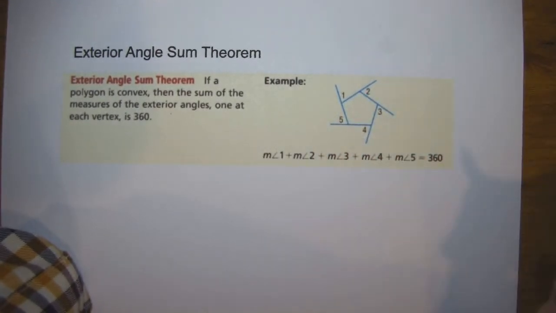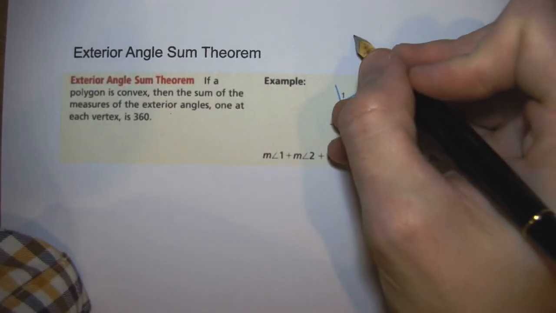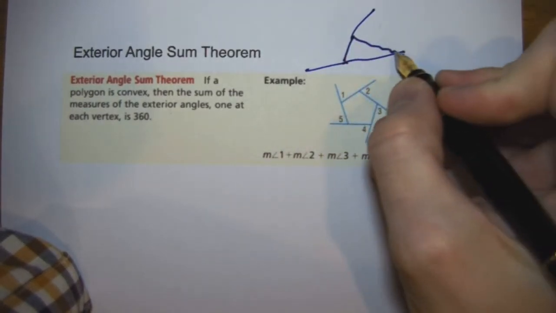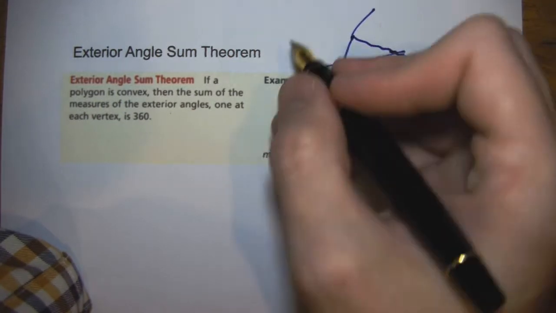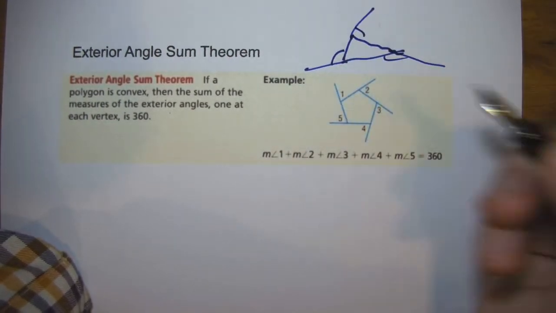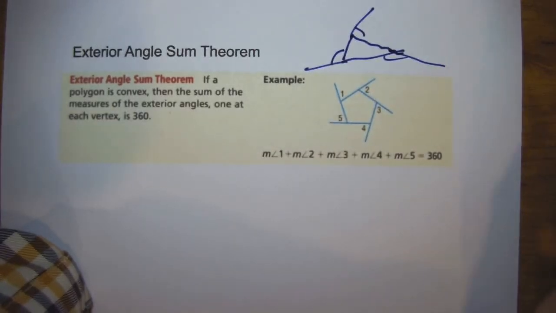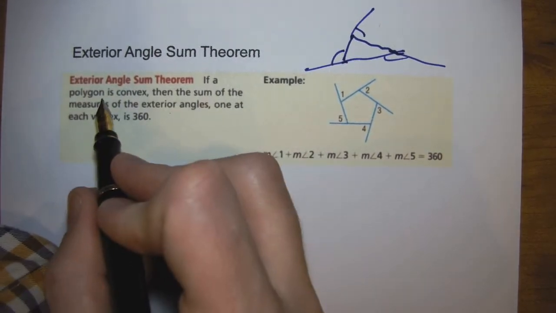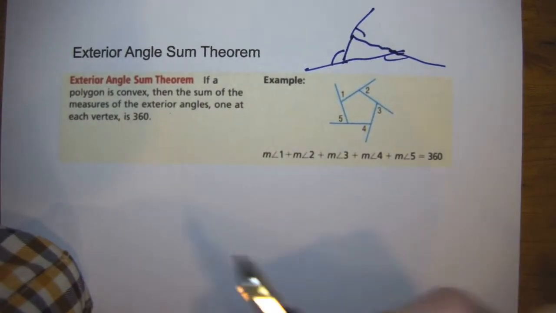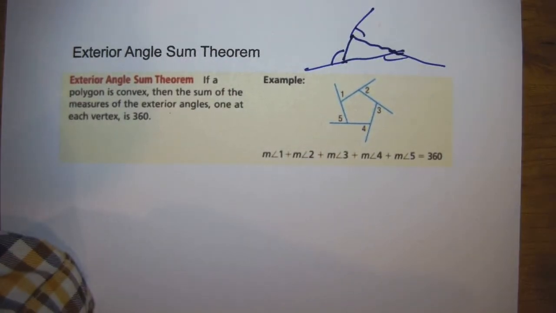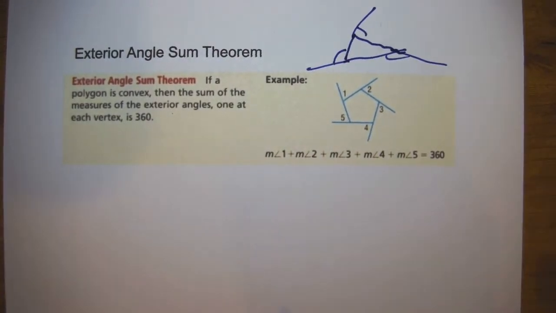If I were to add all 5 of these exterior angles up, or if I had a triangle, let's draw a triangle since we always seem to keep coming back to those, and extend each of those sides, again we get the pinwheel or water wheel effect. If we add up those exterior angles, whether it be on a triangle, pentagon, dodecagon, whatever, it doesn't matter. If the polygon is convex, then the sum of the measures of the exterior angles, one at each vertex, is 360 degrees. So the question here is, how in the world does that work?